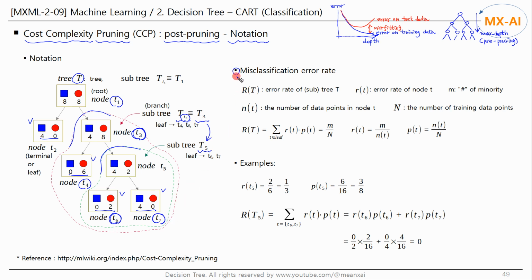Next, let's define the misclassification rate. We use uppercase R of T to denote the misclassification rate of a tree T, and lowercase r of t for the misclassification rate of an individual node t. n_t denotes the number of data points in node t. Uppercase N denotes the total number of data points in the entire dataset. And m denotes the number of misclassified data points in a node, that is, the data points that belong to the minority class in a binary classification problem.